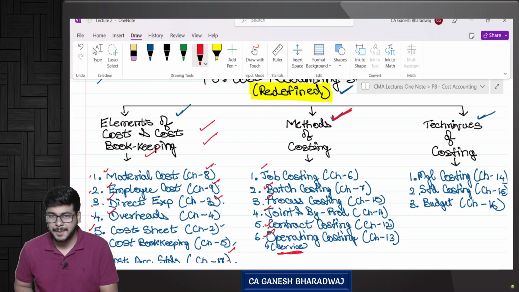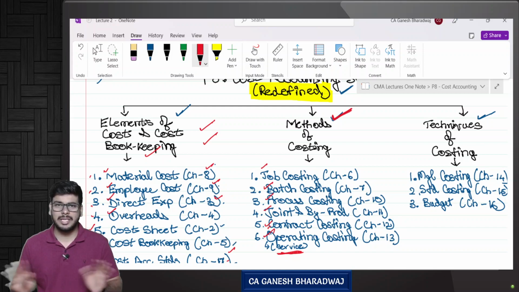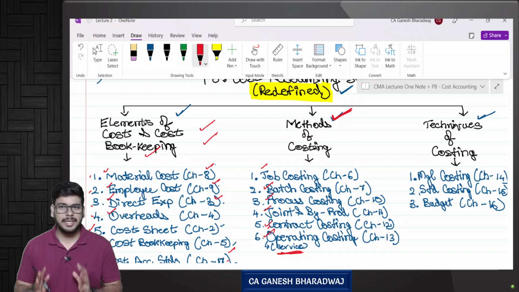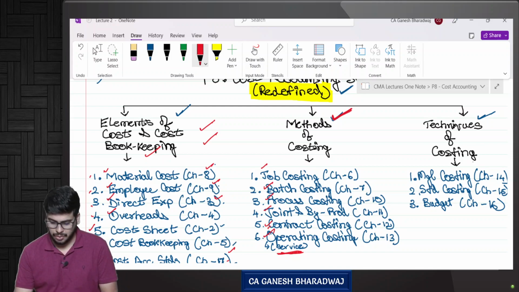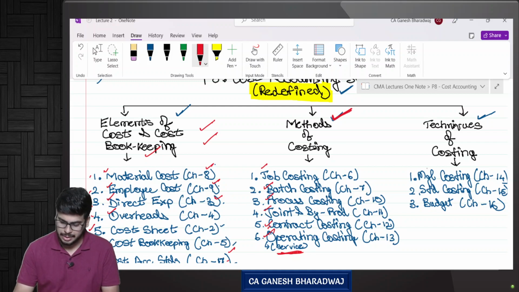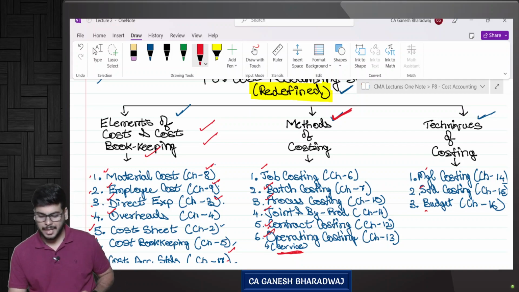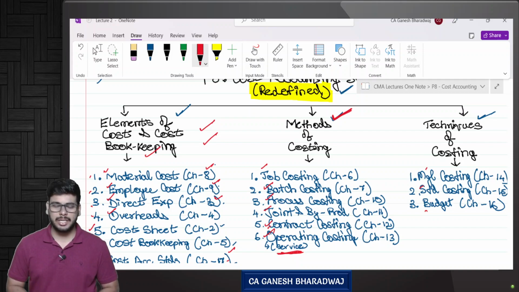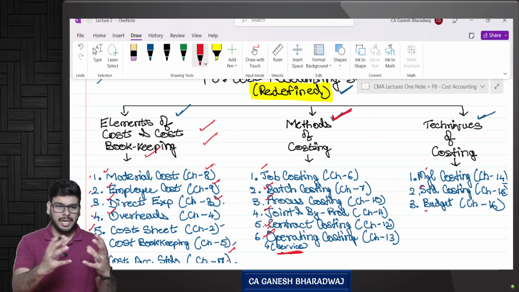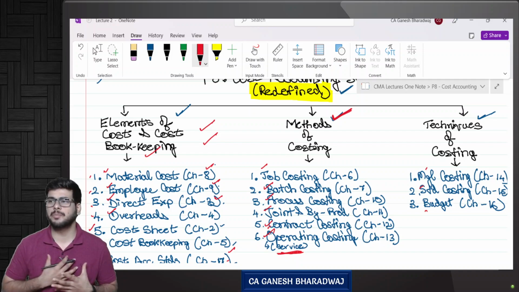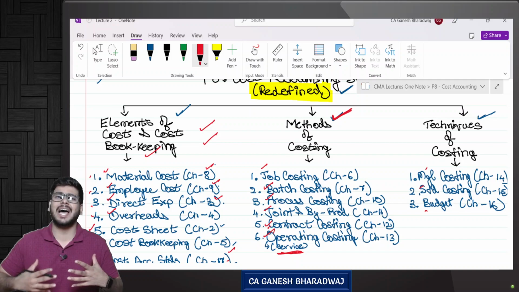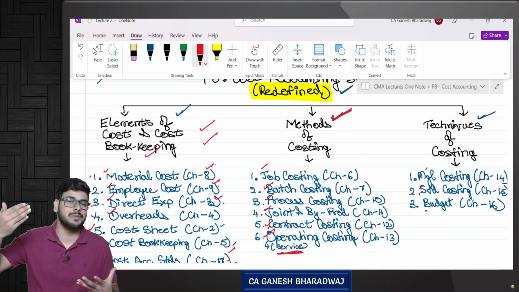Techniques of costing. Now, techniques of costing is not sector specific. Please understand, it is not sector specific. In techniques of costing, basically we have 3 chapters: marginal costing, standard costing, and budgeting. Now, what do you mean by techniques of costing? Whatever information cost accounting provides me, I can apply it for some decision making.